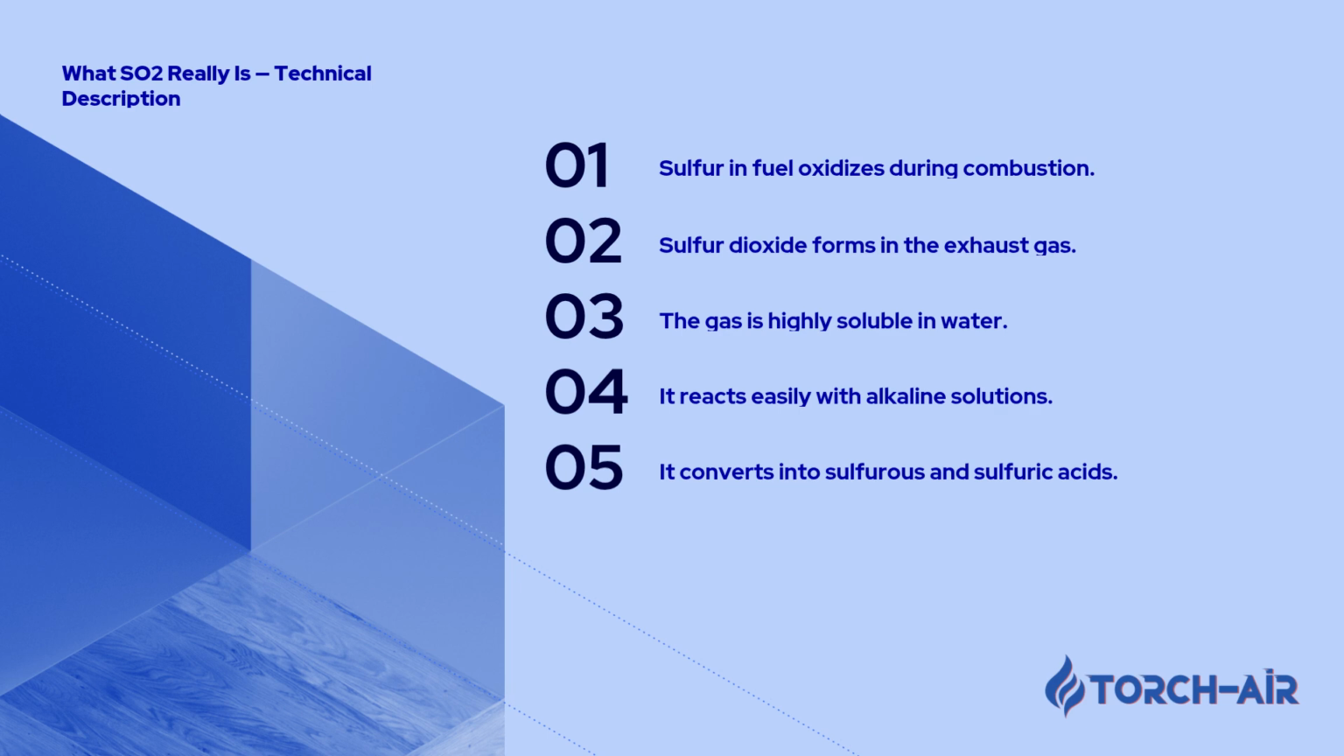What SO2 really is. Technical description. Sulfur dioxide is an acidic gas formed when sulfur-containing fuels or materials are burned. In simple terms, first, sulfur in fuel oxidizes during combustion. Second, sulfur dioxide forms in the exhaust gas. Third, the gas is highly soluble in water. Fourth, it reacts easily with alkaline solutions. Fifth, it converts into sulfurous and sulfuric acids. This makes SO2 chemically easy to scrub, but mechanically demanding.